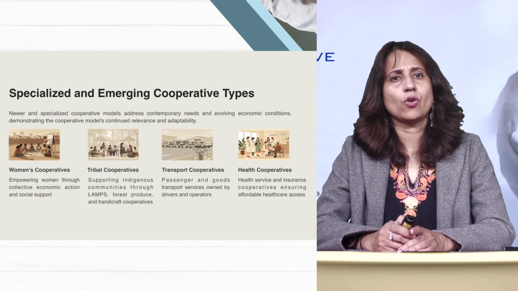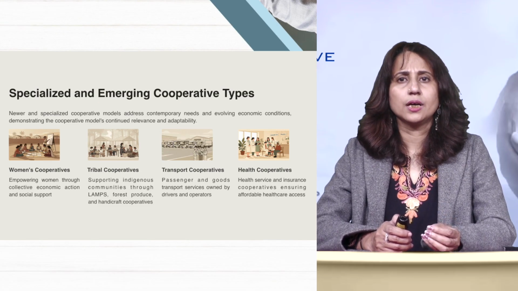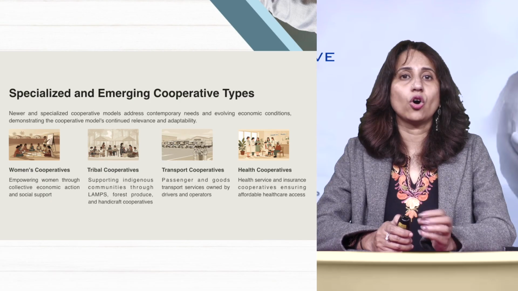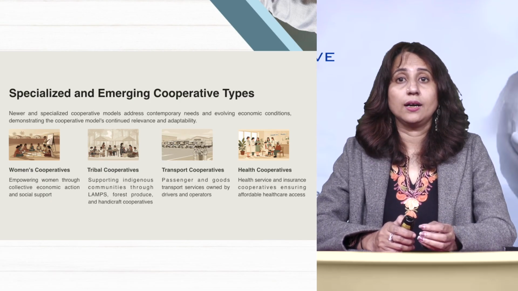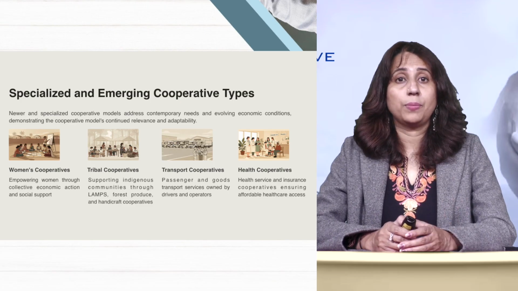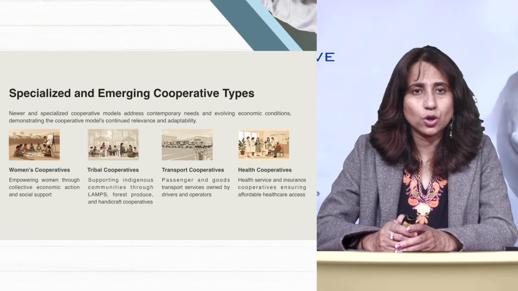Then there is the Forest Produce Cooperative. It organizes the tribals for sustainable collection, processing, and marketing of non-timber forest products like tendu leaves, honey, lac, gum, medicinal plants, etc. Then we have to talk about the transport cooperatives also.